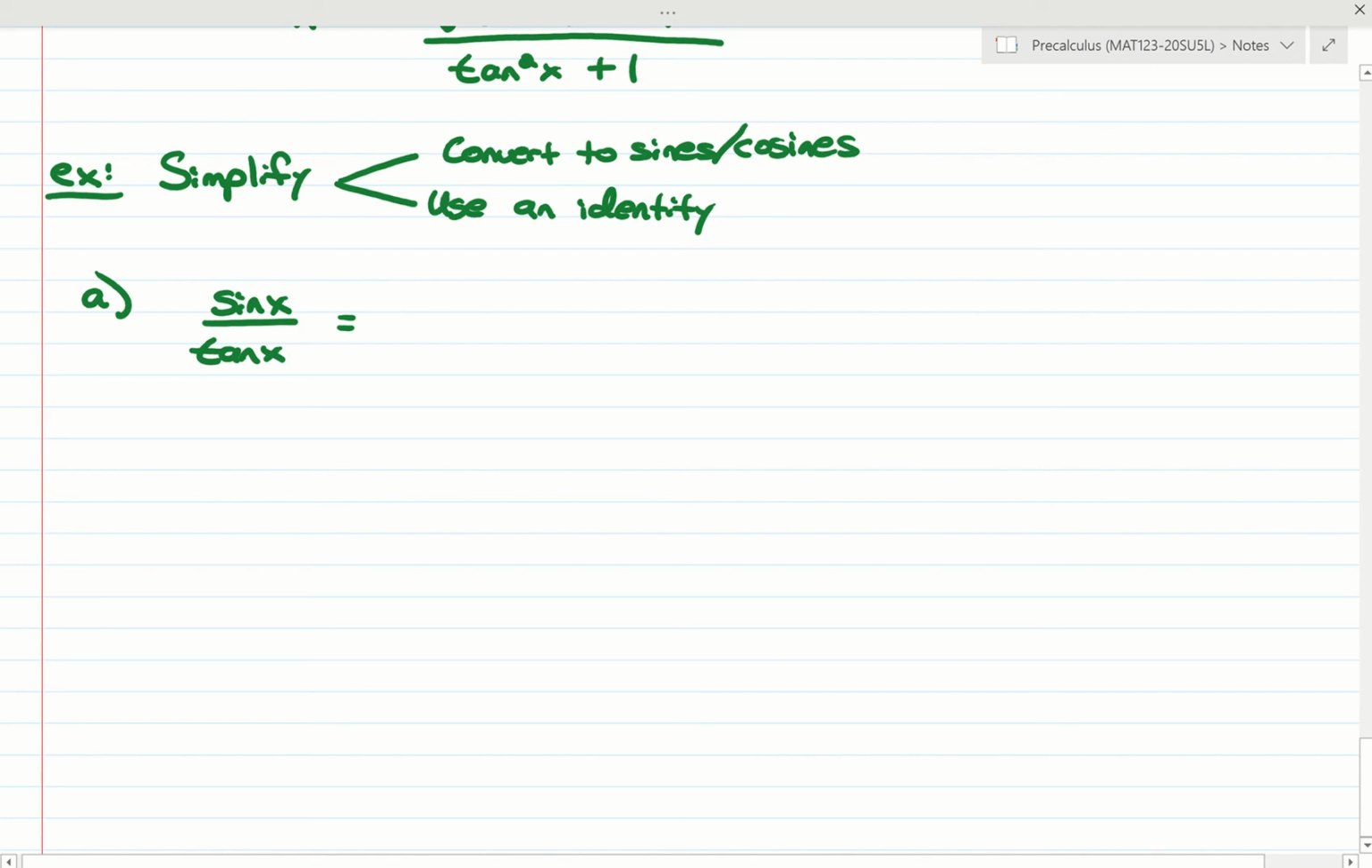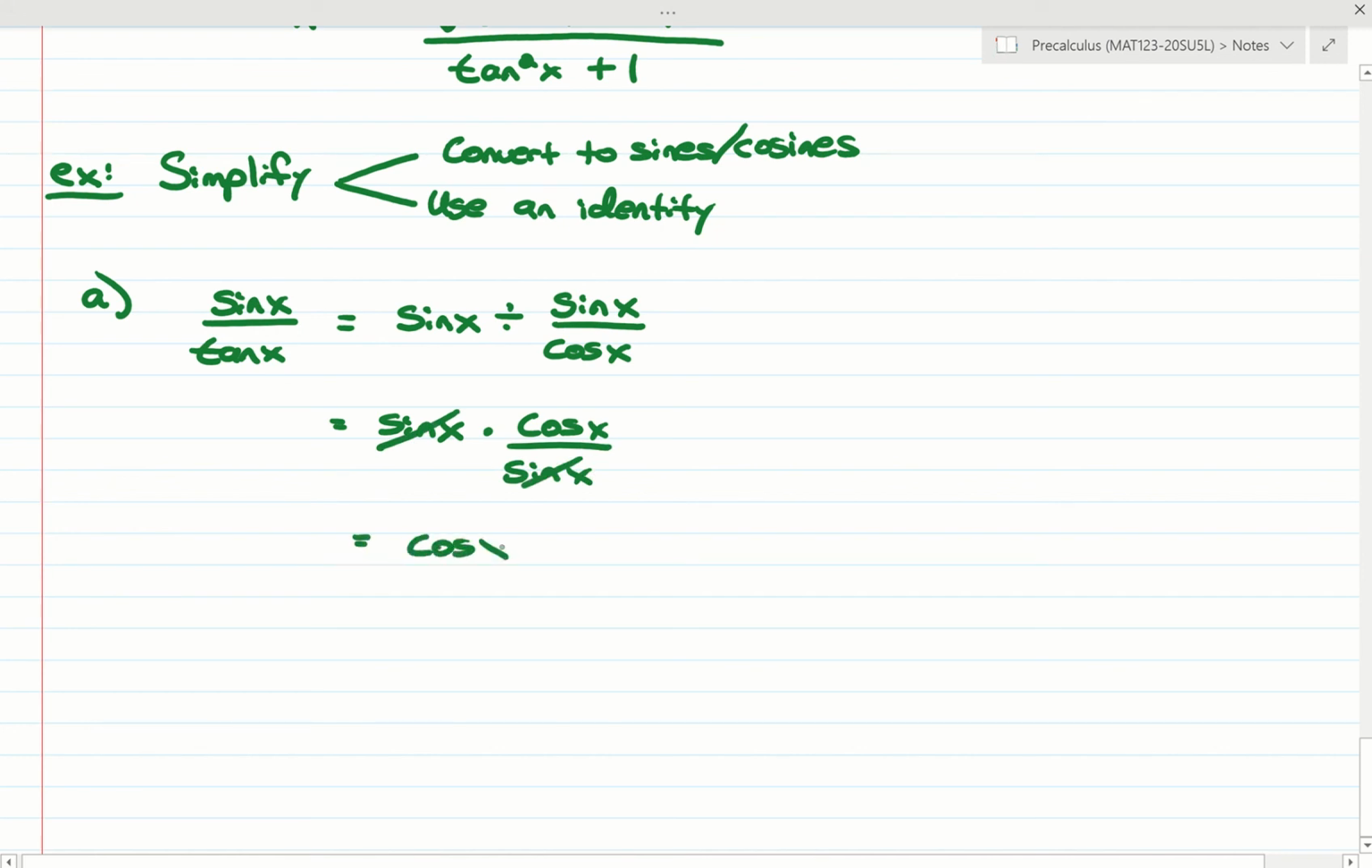So what is sine over tangent? Well, this is really just sine of x divided by tangent, which is sine over cosine. Now, when you're dividing by a fraction, that's the same thing as multiplying by the reciprocal. And you could see here that the sines would cancel, leaving us just with cosine of x.